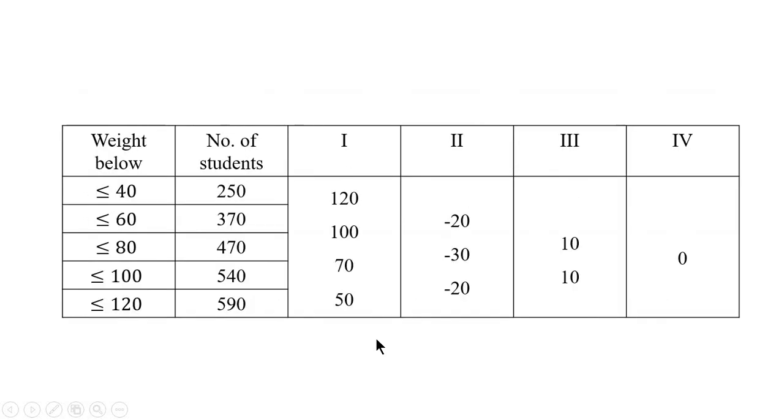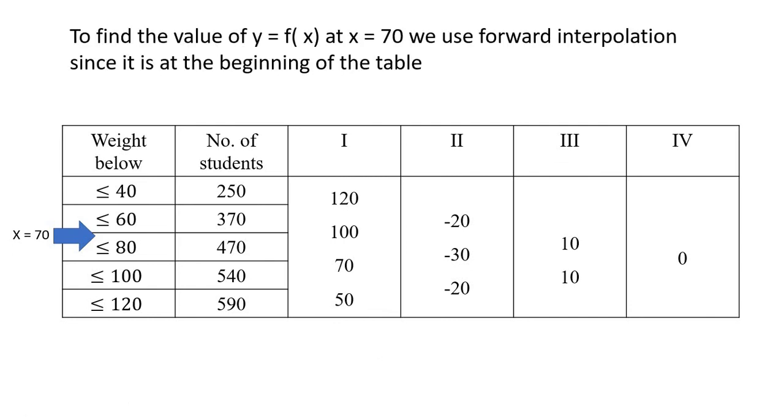have calculated. And you know 70 lies between 60 and 80, which is at the beginning of the table. So it is better we use forward interpolation formula. And how can you choose the values x naught, y naught? This is our x naught, the value above x. This is our y naught. This is our delta y naught. This is our delta square y naught. This is our delta cube y naught. Now there is no delta raised to 4 y naught because there is no value below it in the table.